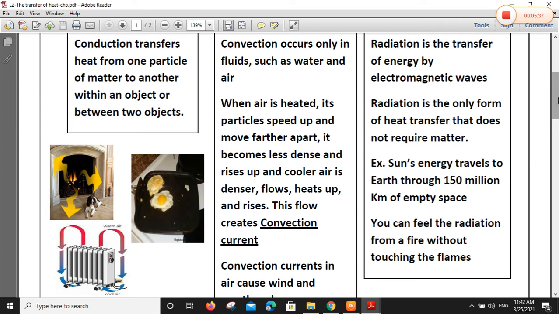We can feel the radiation from a fire without touching the flame. Why? Because fire gives off electromagnetic waves. It's a type of electromagnetic wave. So I can feel the radiation from a fire without touching the flame.